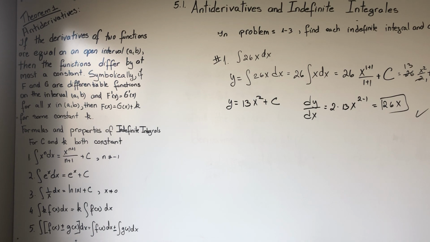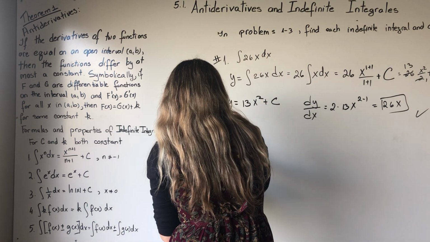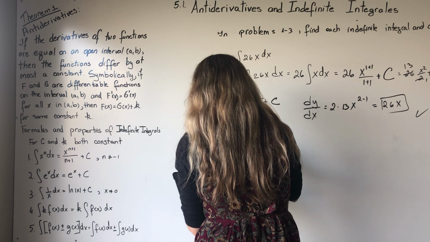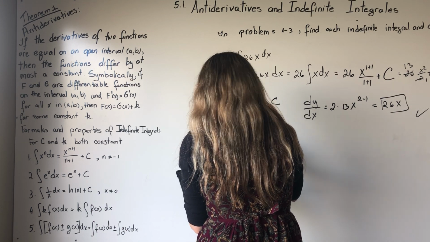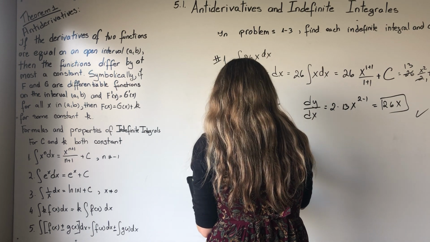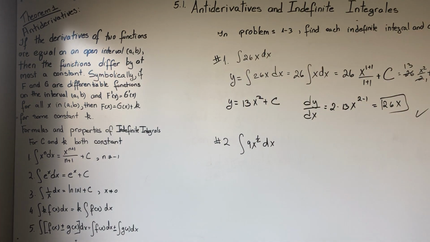So the second one is this one. So let's see, number 2 is the integral of 9x square root of x dx. Okay.